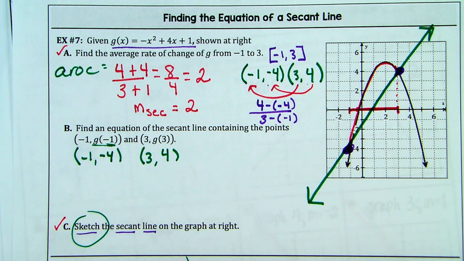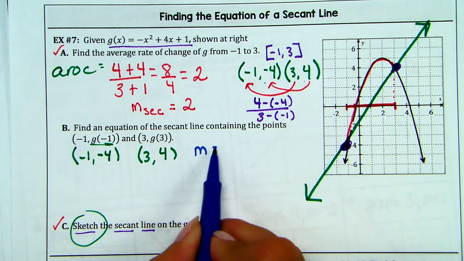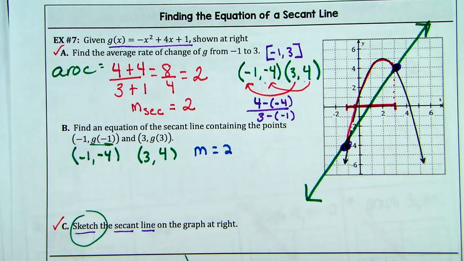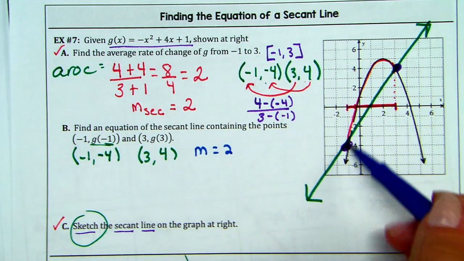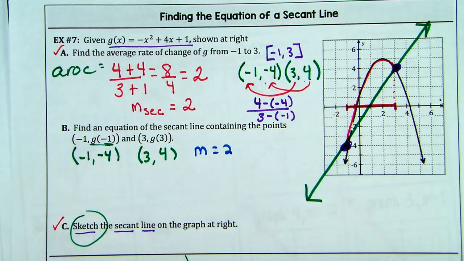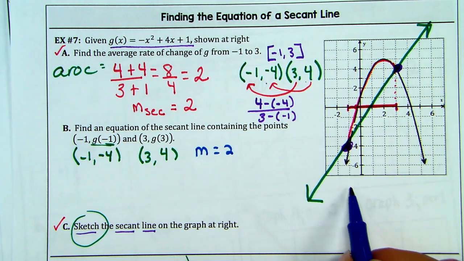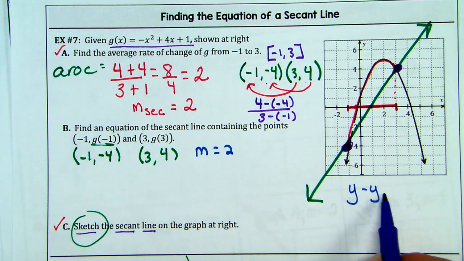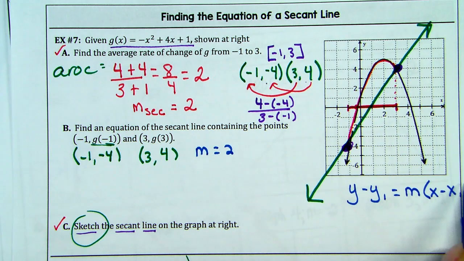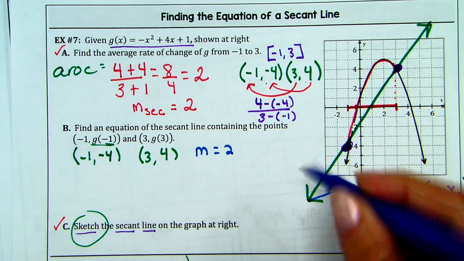Okay, so we already know the slope, right? So we know the slope is 2. And we have to write an equation in slope-intercept form, so we need an m and a b. Well, we don't have a b. Well, you might, because we have a graph, but we're not using the graph because we sketched it. You're going to show it algebraically. So let me reintroduce you to your old friend. This is point-slope form.